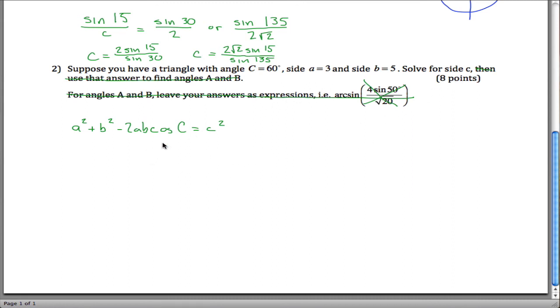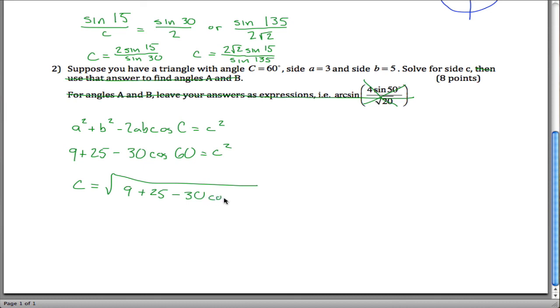So to solve for side C, we got A is equal to 3. So 3 squared plus B is equal to 5, 5 squared, minus 2 times A times B, which is 30, cosine of C, C is equal to 60, is equal to C squared. And if you got all this, that's 34 minus, again, I don't even have to do that. I can just say C is equal to the square root of that mess. Whoa. 9 plus 25 minus 30 cosine of 60. And I think this is something I can figure out.